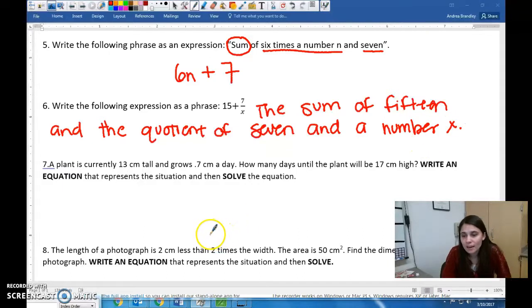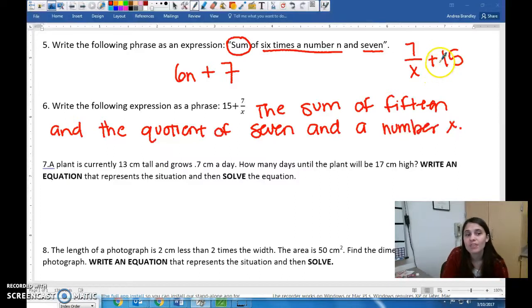So the big thing that I would advise you to remember is that you're going to start your phrase with whatever the main thing that's happening is. So it's going to start with the sum. So even if this was written the other way around, I would still start with the sum and then of the quotient of 7 and x and 15.